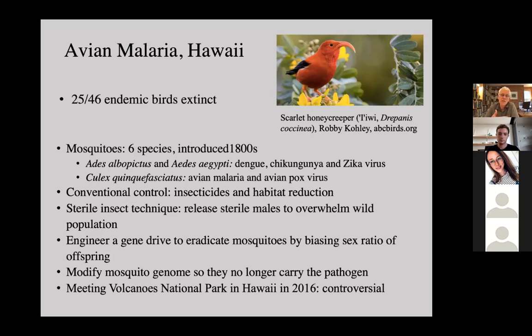So they're talking about other techniques such as the sterile insect technique, or again, engineering a gene drive to reduce or eradicate mosquito populations by biasing the sex ratio, or modifying the mosquito genomes so they no longer carry the pathogen. And there was a big meeting back in 2016 around the Society for Conservation Biology meeting, which was in Hawaii, looking at these options, looking at their scientific feasibility, looking at their social acceptability. So there's a lot of interest in particularly the potential for gene editing in these kinds of contexts.